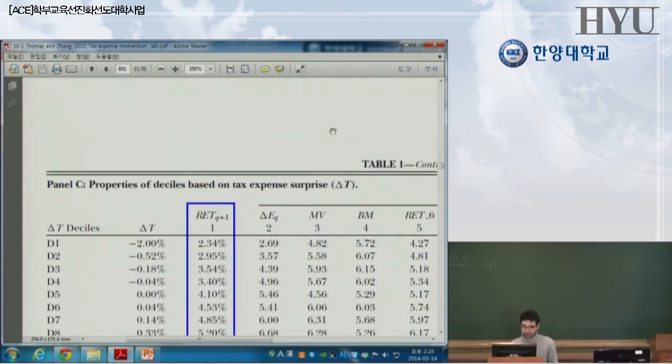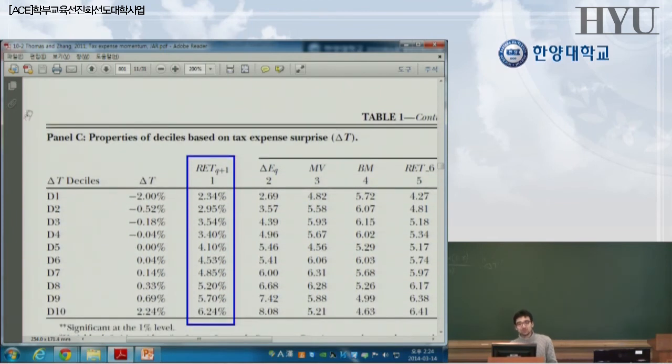Now we just, better. The lowest 10% has 2.34%. The next 10% is 2.95%, and the group of firms with the biggest tax surprise is 6.24%, right? So it shows that if we sort the firms based on tax surprise, that sorting is likely to correspond to sorting based on future performance.